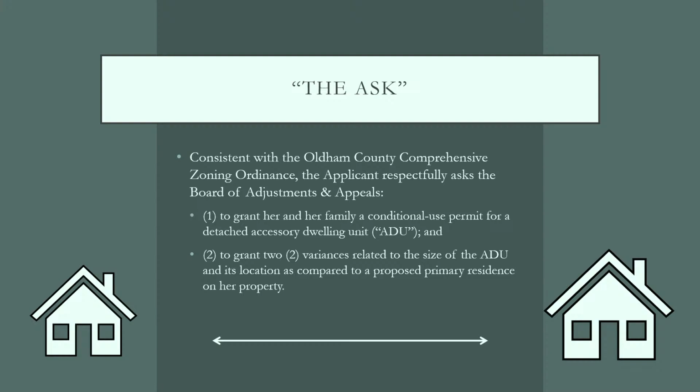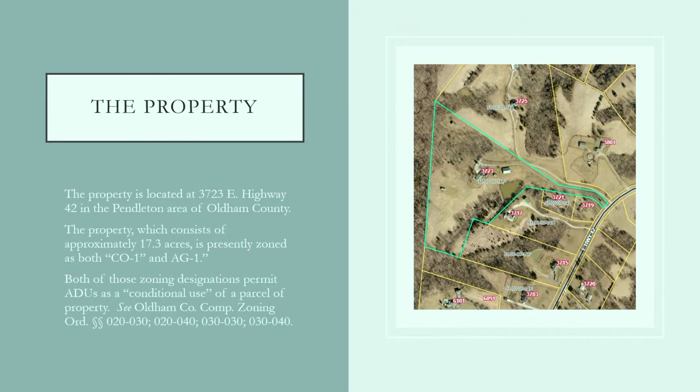A lot of what I'm going to cover has already been covered by Mr. Fisher, who always does a great job of that. But I do think it's important for us to go back and talk about some of these issues so that we get a clearer understanding of what's going on. Again, the property is located presently at 3723 East Highway 42 in the Pendleton area of Oldham County. As Mr. Fisher already indicated, the property consists of 17.3 acres, presently zoned both CO1 and Ag1. The structures are all contained within CO1. Ag1 is essentially the entranceway, for lack of better description.